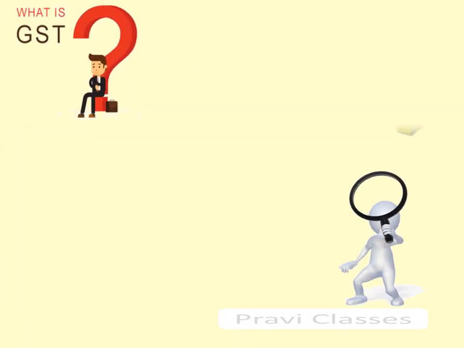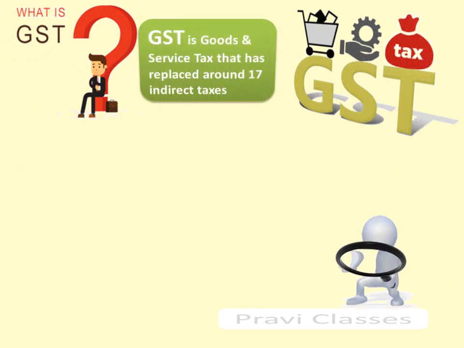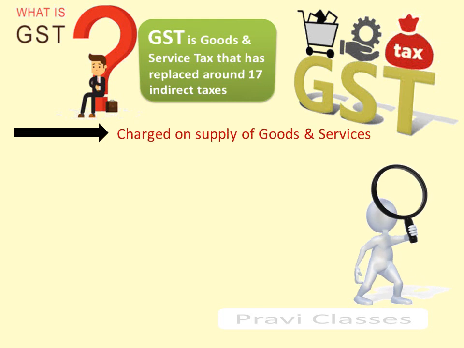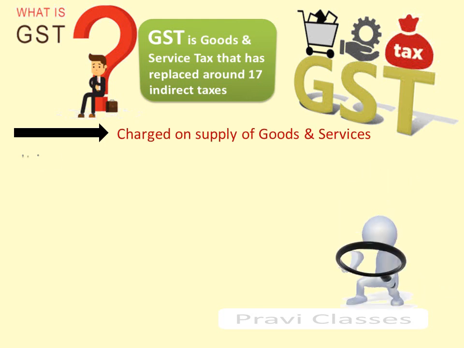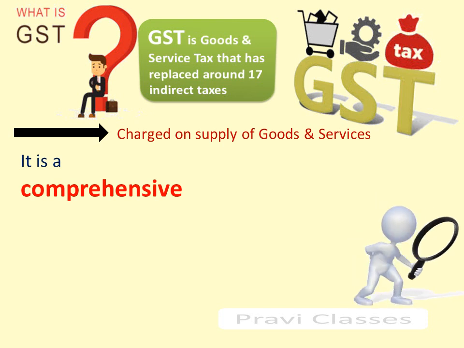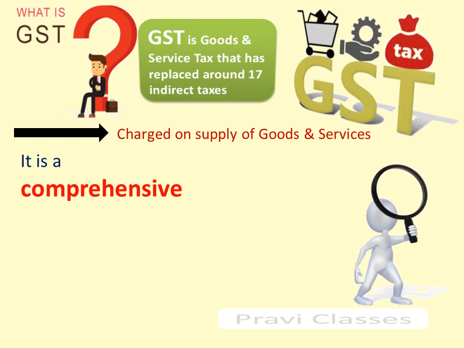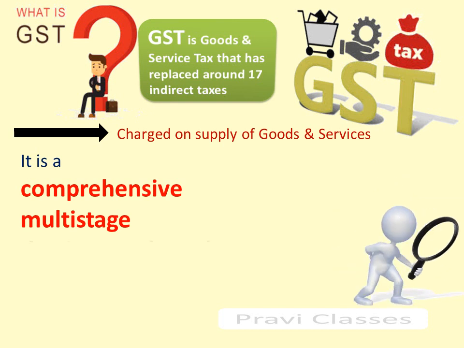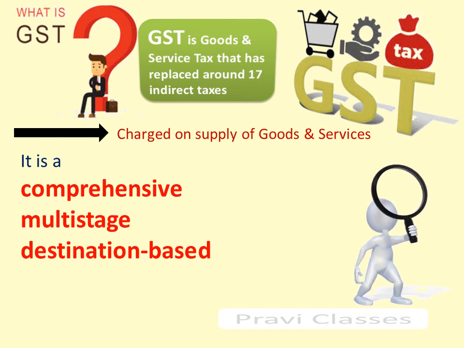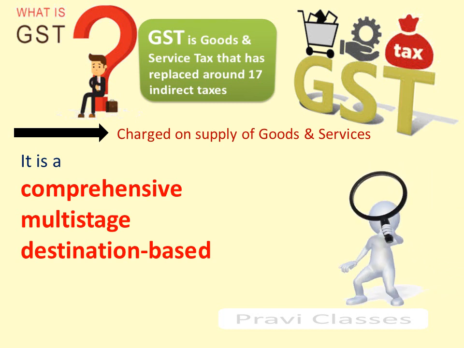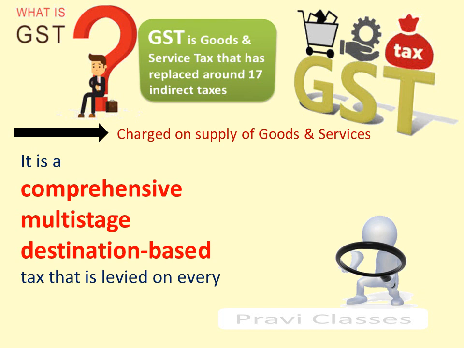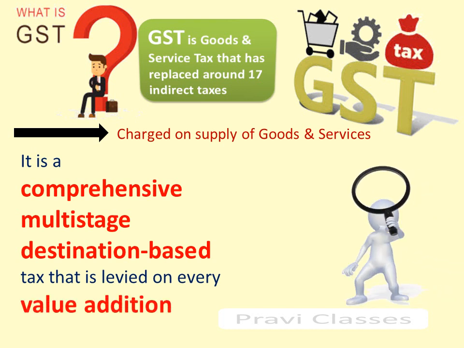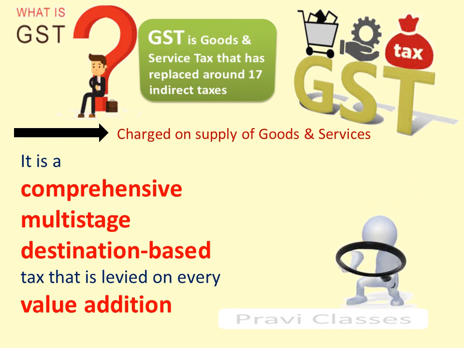What is GST? GST is goods and service tax that has replaced around 17 indirect taxes charged on supply of goods and services. It is comprehensive because it has subsumed almost all indirect taxes, multi-stage as GST is imposed on every step in the production process, destination based as it is collected from the point of consumption and not point of origin like previous taxes, and a tax that is levied on every value addition, which is the monetary value added at each stage to achieve the final sale to the end customer.